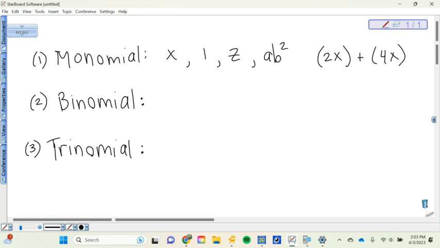So for a binomial, somebody give me a binomial example. 1x plus 2y. Yeah, 1x or just x plus 2y. I've got 2 terms, and could I combine these 2 terms? Are these like terms? No, they're not. They are not like terms.